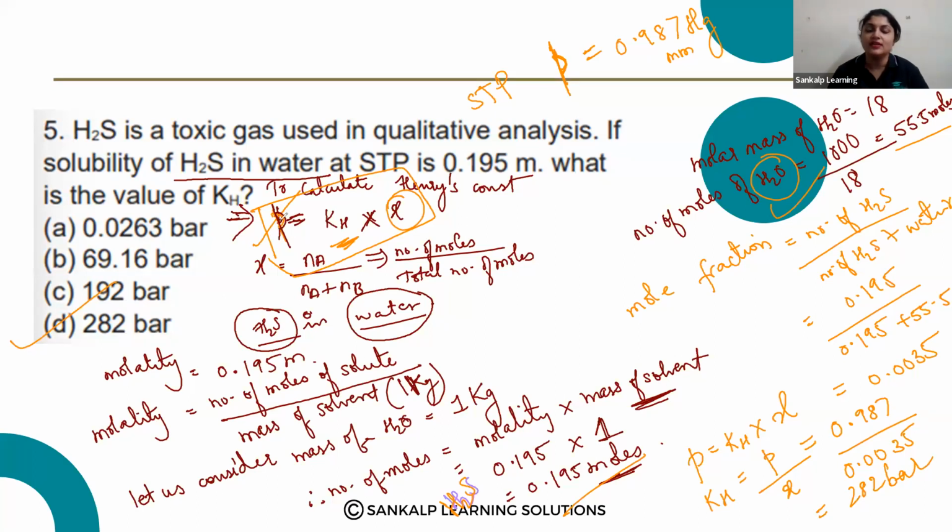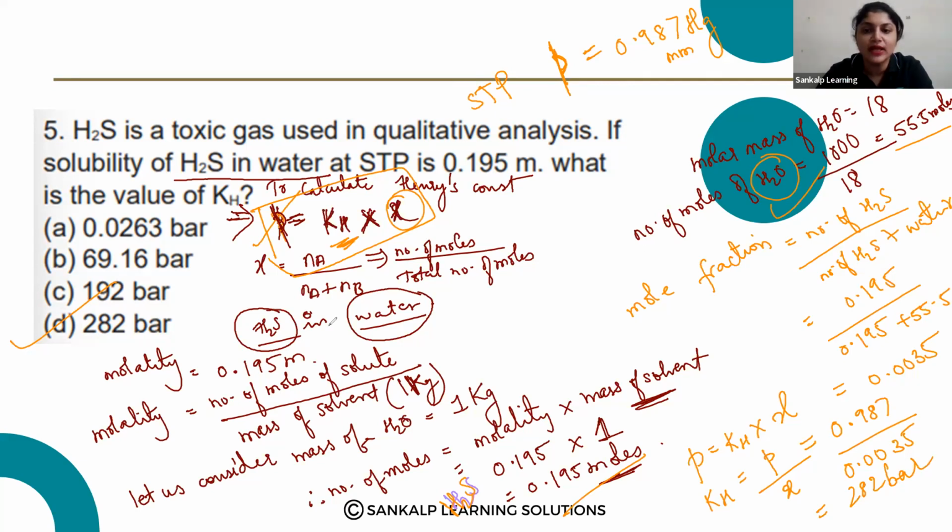So standard pressure is given. That is at STP, the pressure is 0.987 mm Hg. And what is this Henry's constant? We have to calculate it. So mole fraction: there are two components, H2S and water.